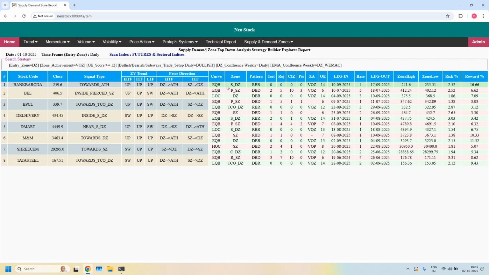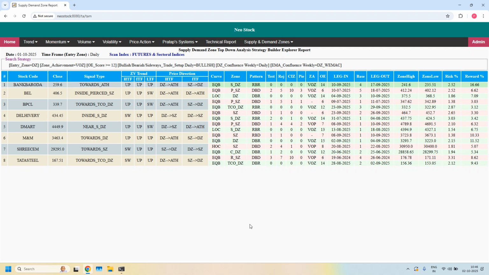So these 8 daily demand zones might be having more high probability to get success, provided less than 20 checklist items are satisfied. Otherwise, higher chances of zone violation. See, some of the zones already tested. But can we use again? That is depending on less than 20 checklist items. If they satisfy, you can plan. Otherwise, zones may violate.